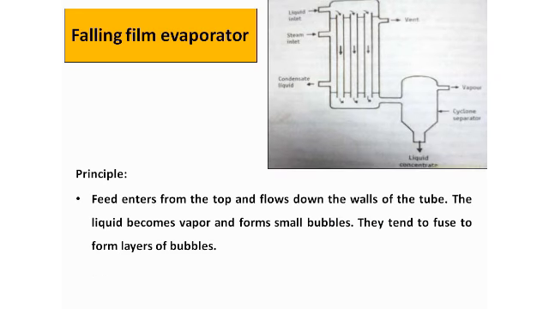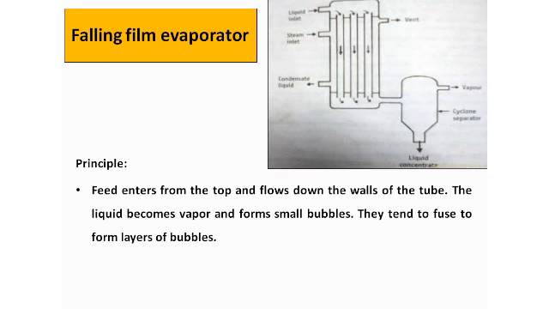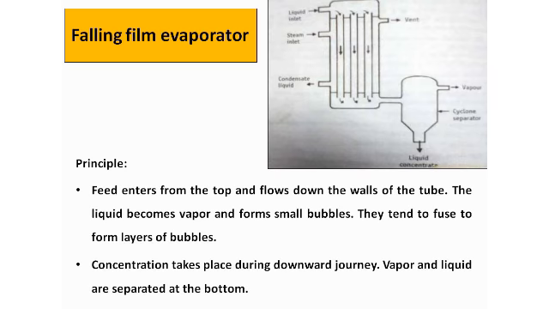Let's see the principle. The principle is simple: the feed enters from the top, right, and flows down the wall of the tube. The liquid becomes vapor and forms small bubbles, and they tend to fuse to form a layer of bubbles. The concentration takes place during the downward journey, and the vapor and the liquid are separated at the bottom via this cyclone separator. The vapor will go out, and the concentrated liquid you will get here.